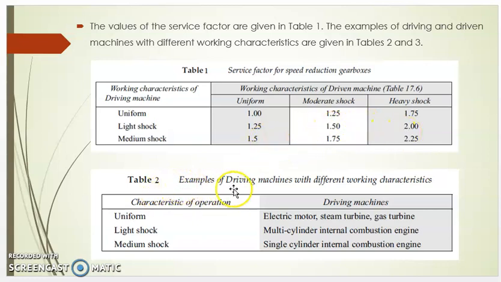Similarly, table 2 indicates examples of driving machines with different working characteristics. In first column, characteristic of operation is there. In second column, driving machines are there. In case of uniform characteristic, electric motor, steam turbine, gas turbine. In case of light shock, multi-cylinder internal combustion engine. In case of medium shock, single cylinder internal combustion engine.